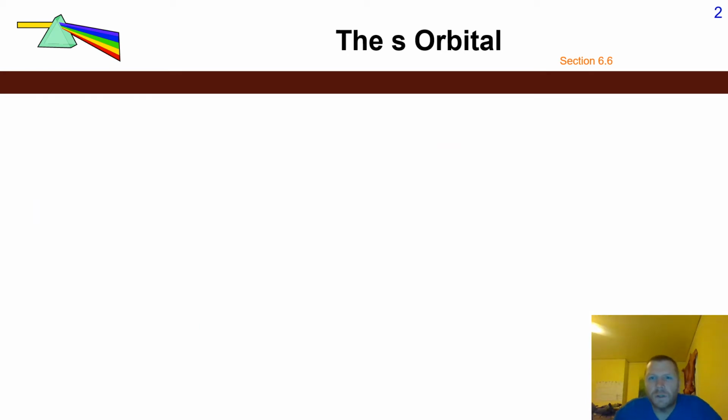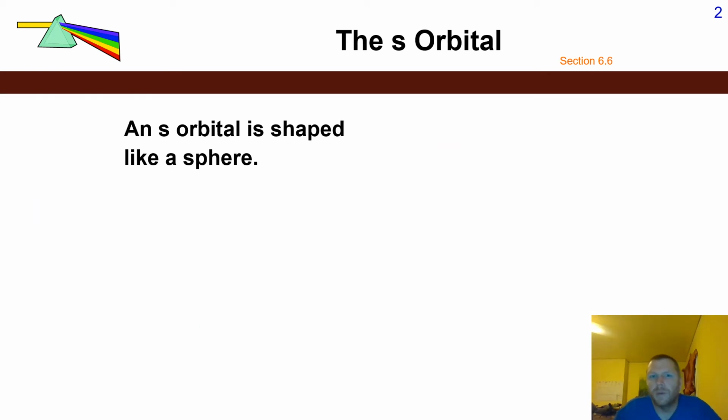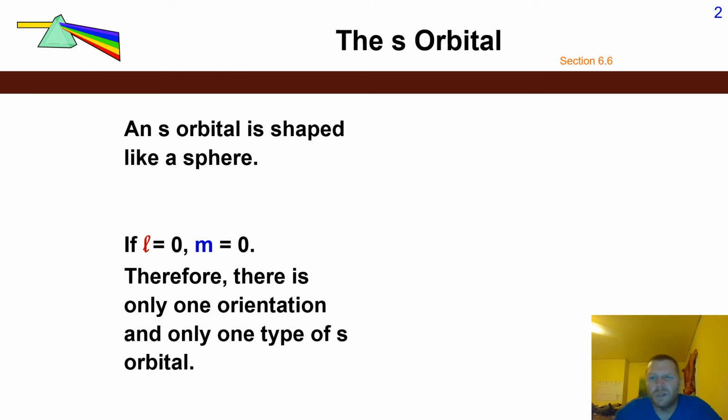Okay, so first of all, the s orbital. The s orbital is shaped like a sphere. I've always thought it's the easiest one to remember because the word sphere starts with s. Now if L equals 0, then you know that m equals 0. Therefore, there's only one orientation or type of an s orbital.